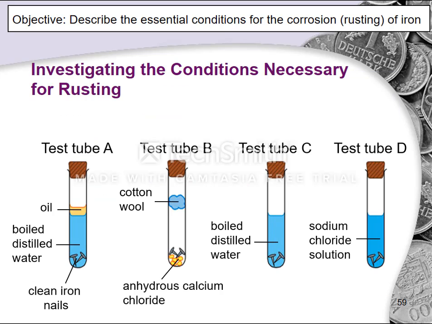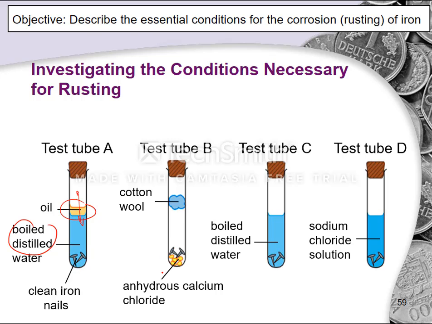Now, this is the experiment usually you'll be asked to investigate or explain. These are the testing conditions for rusting. Look at test tube A. There is boiled distilled water. In something that's boiled, the gas actually comes out from the water already. So this boiled distilled water has no oxygen, and the oil on top prevents oxygen from the air from going into the water. So the clean iron nail inside has water but is deprived of oxygen. Hence, test tube A will not rust. The iron will not rust.